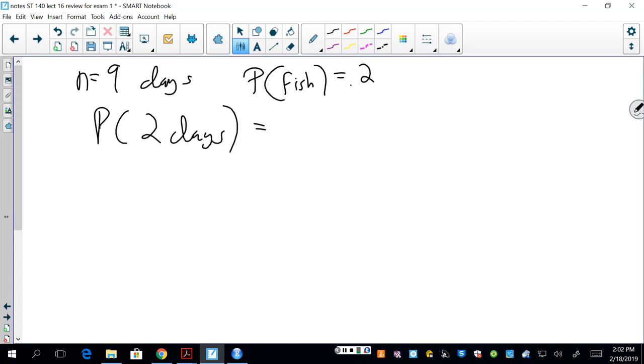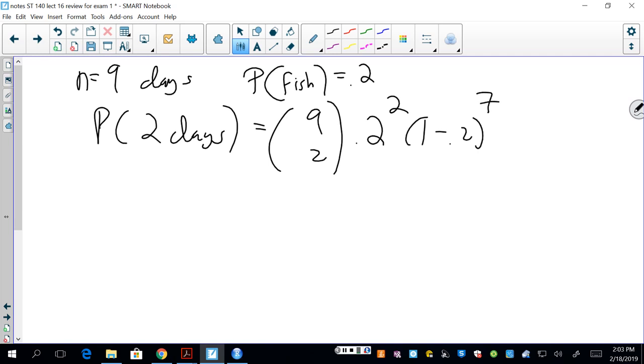What type of random variable does this look like? Yeah, this is the setup for the binomial, right? Independent days, a certain number of days, a certain probability. So the formula was 9 choose 2. Let's pick 2 of those days. There's success on 2 days, 1 minus that on the other 7 days. 9 choose 2.